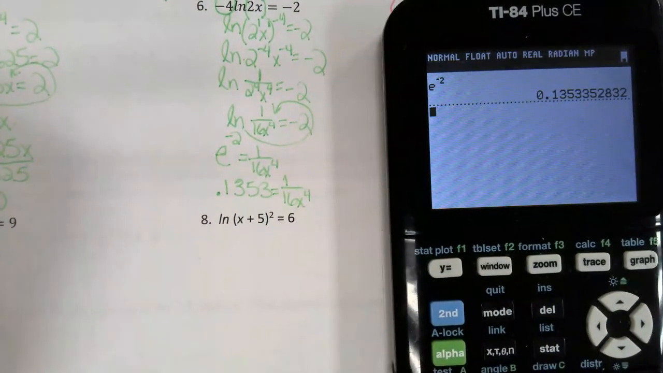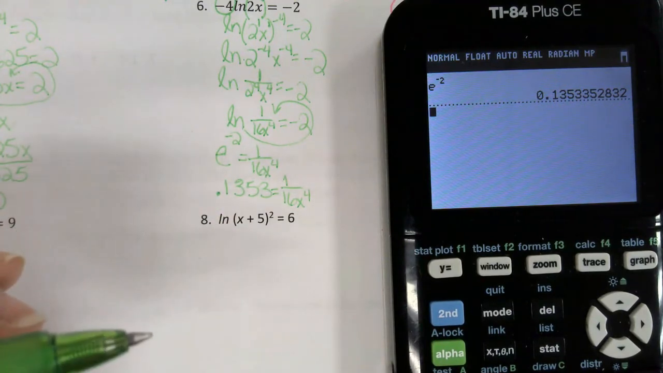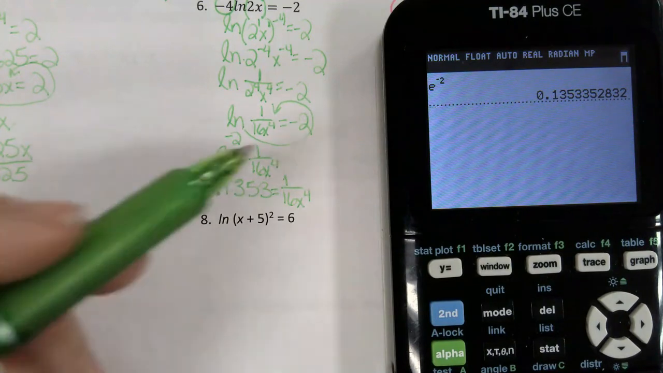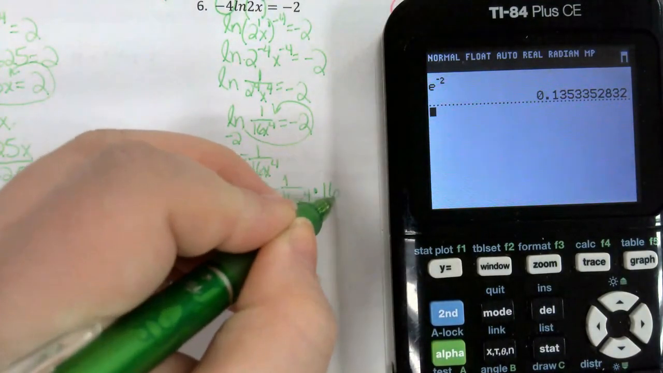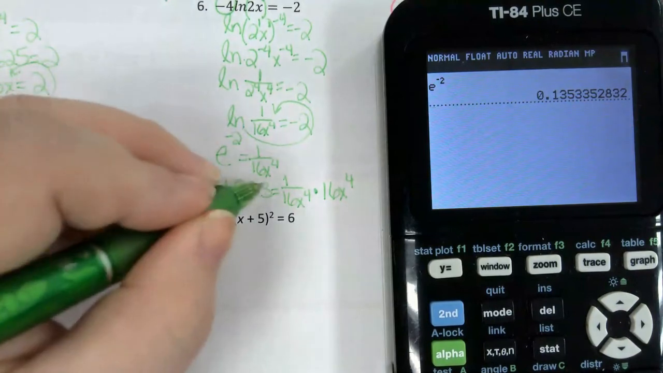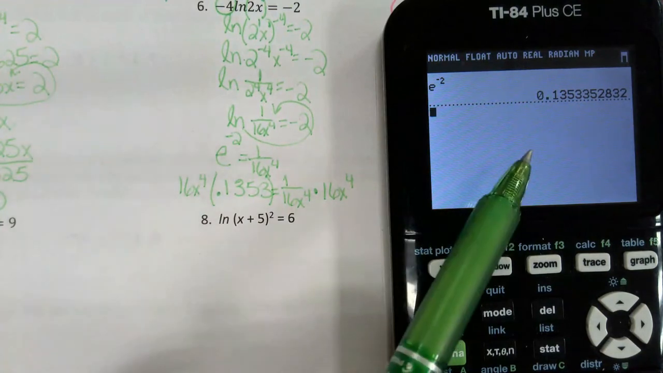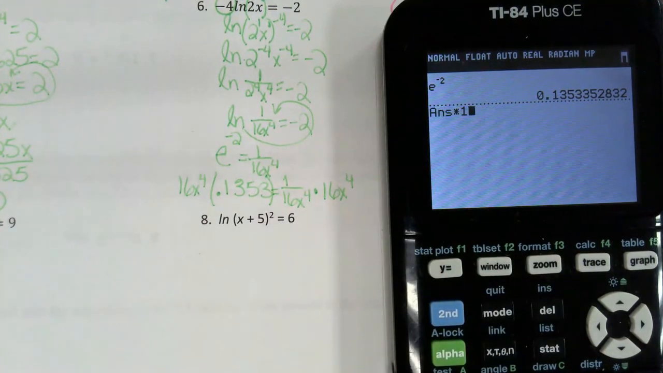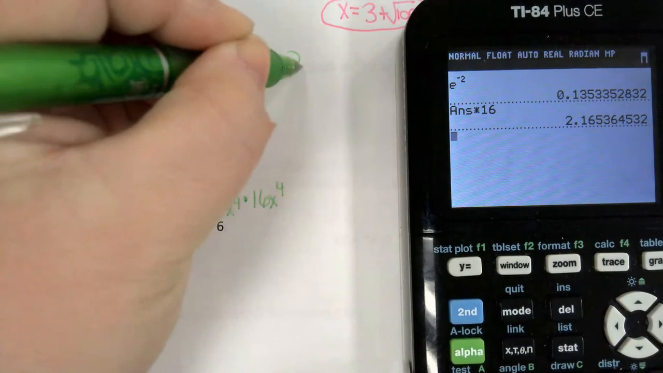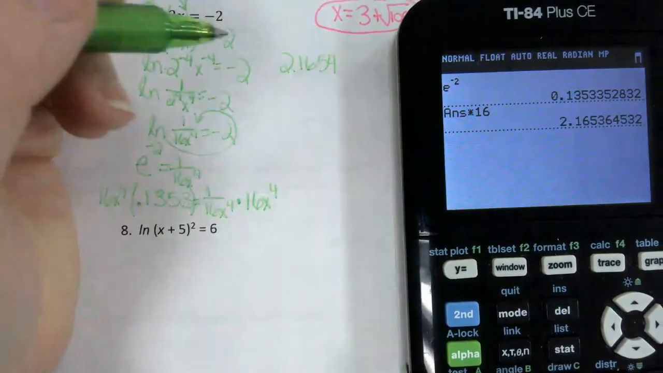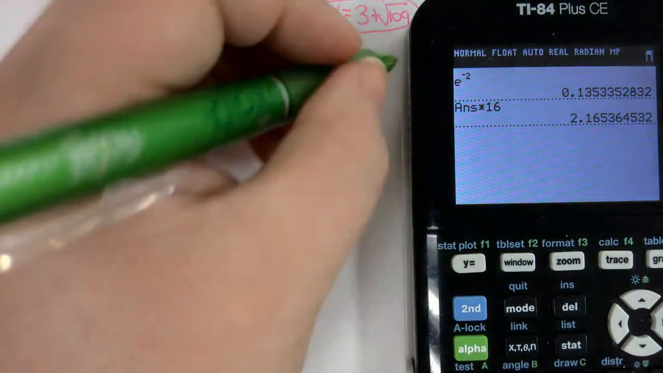Then we need to multiply both sides by 16x to the 4th to get this x to the 4th out of the denominator and get rid of our fraction while we're at it. So I'll keep this number in my calculator so that I can multiply it by 16, and that gives me 2.1654 x to the 4th equals 1.